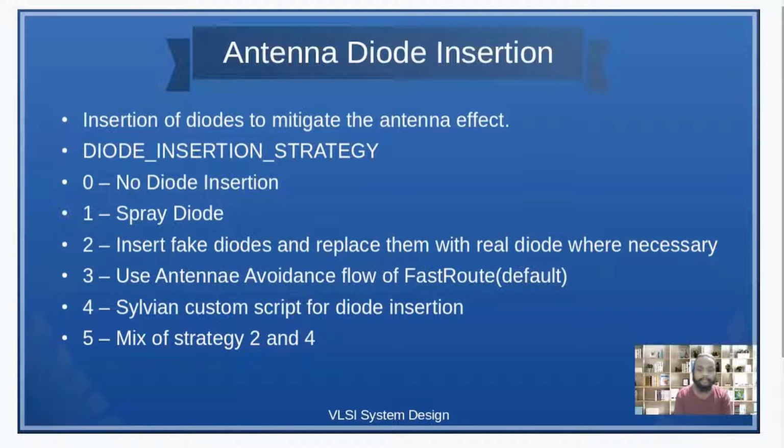And then there is number 3, which is antenna avoidance flow of FastRoute. This is a special feature of the FastRoute tool. Number 4 is the Sylvain custom script for diode insertion, in which a custom script is used for this purpose. And number 5 is a mix of strategy 2 and 4. Antenna diode insertion is usually done at the polygates so that the manufacturing defects can be avoided.